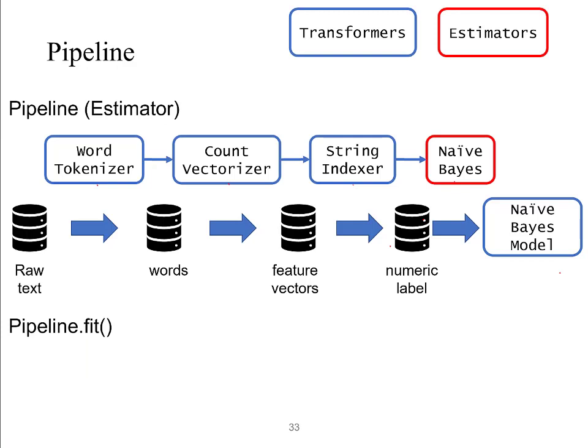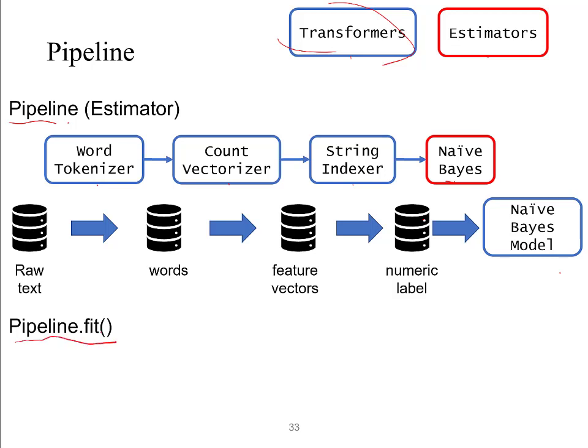Now let's look at this figure. Hopefully it will give you a better understanding of how a pipeline works. This is when we have already built the pipeline. We have a word tokenizer, a count vectorizer, a string indexer, and a naive Bayes, which is an estimator. Transformers are in blue boxes, estimators are in red boxes. This is what we have, a pipeline.